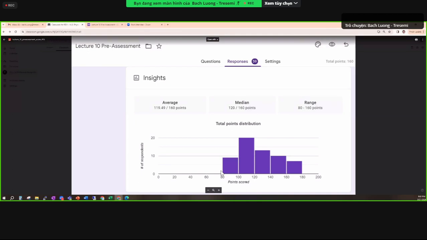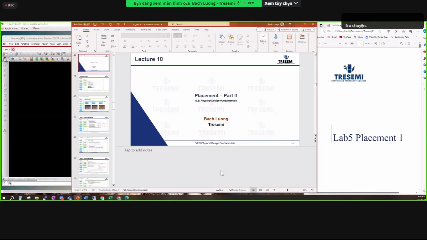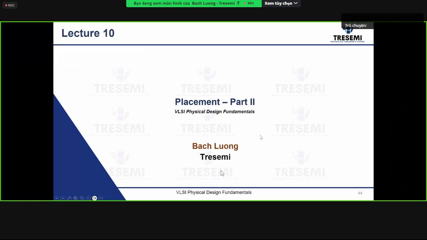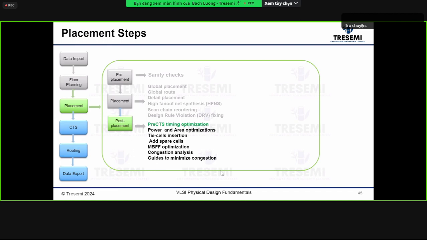So let's go to lecture 10, part 2 replacement. This is the second part of the fourth lecture. We went on from sanity to DRV. Today we're going to cover the pre-CTS timing optimization. I think that's probably just the topic. I'm not sure, we may be able to get to power and area optimization, but we'll see.